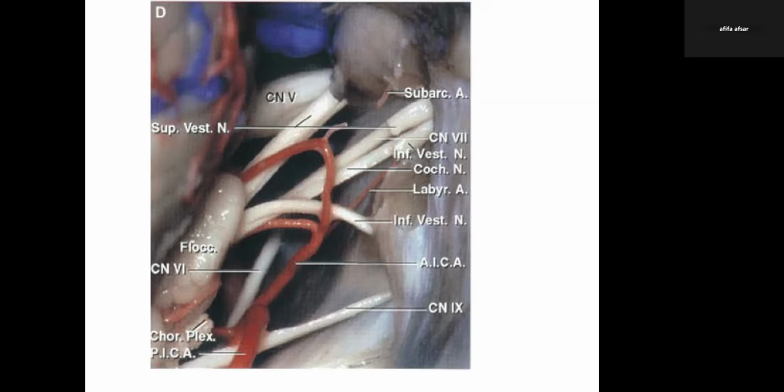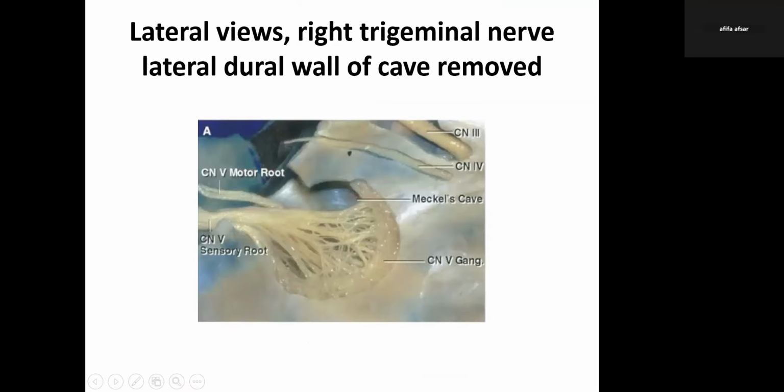This is the labyrinthine artery, which is a branch of the ICA that tends to travel into the porus of the internal acoustic meatus. We can trace both nerves arising from the brainstem and then going laterally into the internal acoustic meatus, and this is the artery that travels with them. Then here we can appreciate the glossopharyngeal nerve, which is part of the lower nerve complex. Now we're going to elaborate a bit about the upper complex.